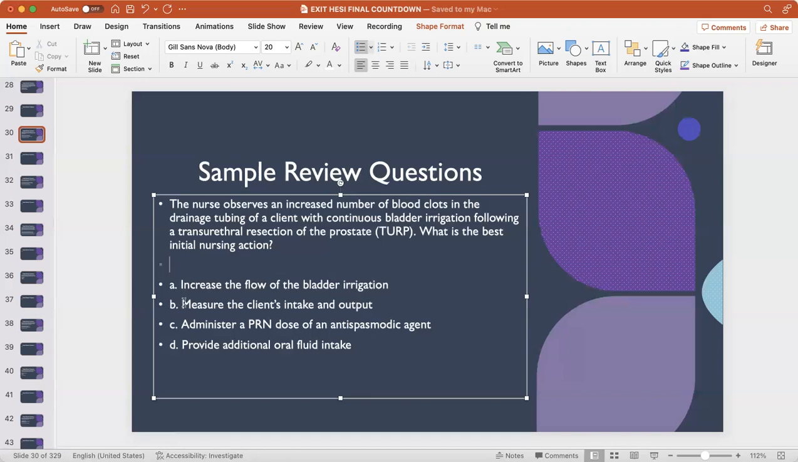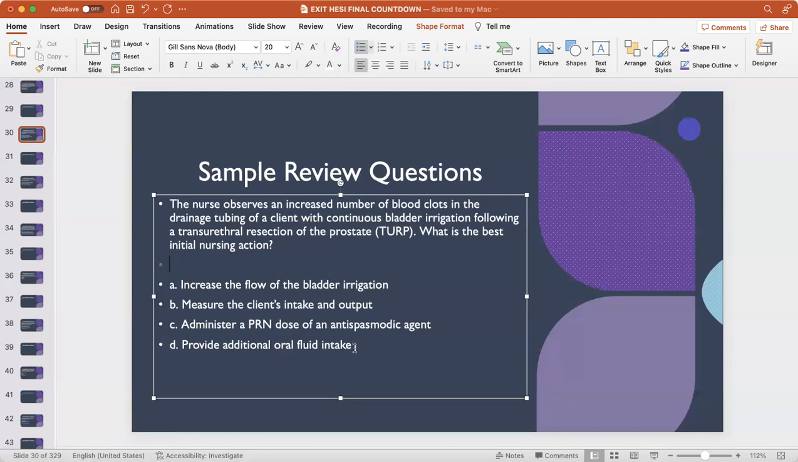All right. B, measure the client's intake and output. All right, that's got nothing to do with increased blood clots. Well, it kind of does because it goes back to the intake part. Administer a PRN dose of an antispasmodic agent. That's going to be regardless, and that's got nothing to do with this issue specifically. Provide additional oral fluid intake.